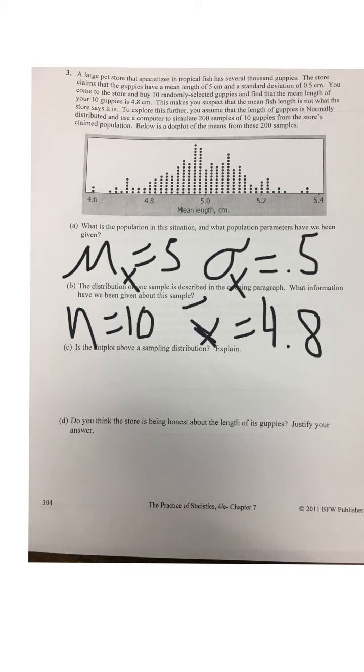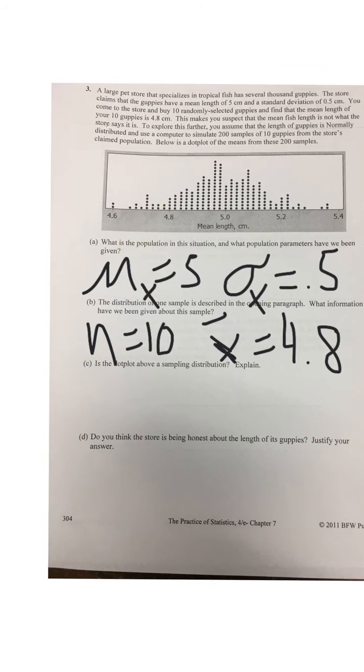Okay, what does letter C say? This is a question they love on the AP exam. Is this dot above a sampling distribution? And no, it is not. The reason that it's not is that a sampling distribution has a value for every single possible sample we could make. Now, there are some gaps here. There are some that don't exist in this area and in this area. There's probably some over here too. So if everything is not accounted for, that is not a sampling distribution.